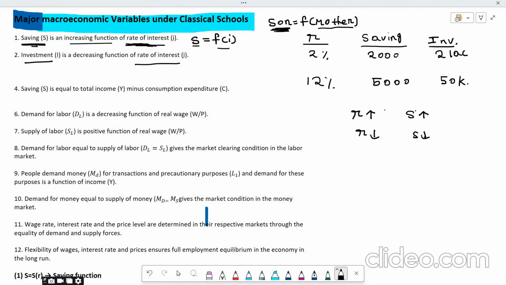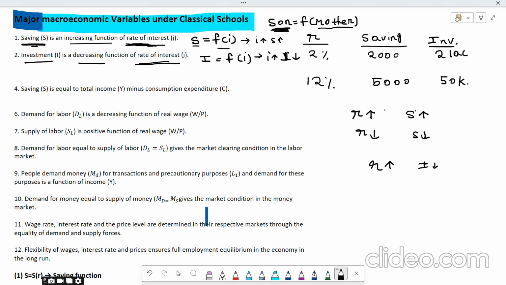So as the rate of interest rises, investment is falling. That's why investment is a decreasing function of the rate of interest. I can write it as investment is also a function of interest. In the case of saving, it is a positive function: as interest increases, saving will also increase. In the case of investment, it is a negative function: as interest increases, investment will fall.